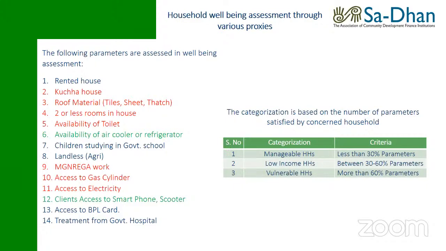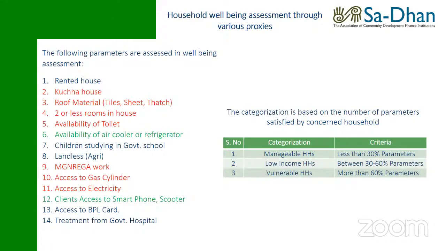So these 14 parameters we have taken, and here you can see some marked in red and some marked in green. Wherever we are marking red, it means that household is automatically classified as a poor household. And wherever we have marked green, those are automatic exclusion parameters, where those households would automatically qualify as a manageable household. So these are auto inclusion and auto exclusion criteria, so that it will be easy for the field officers, because some of it may definitely be captured during their house visit. So these parameters can be verified.